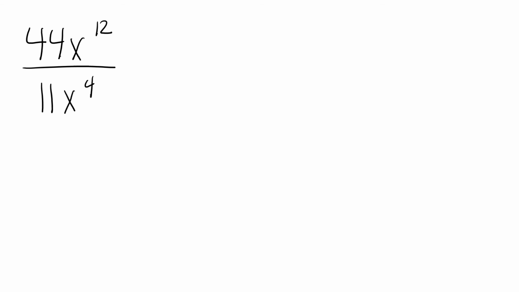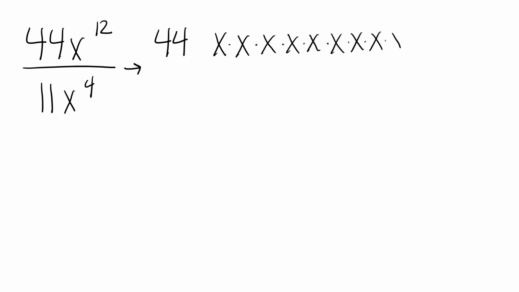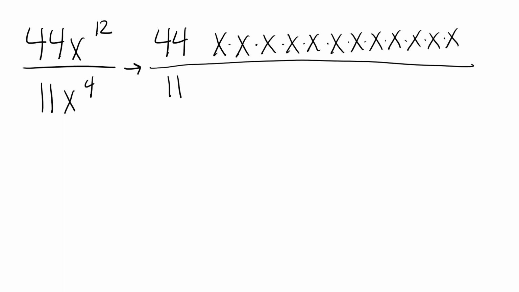For our 9th division problem, we're going to do 44x to the 12th divided by 11x to the 4th. We start by writing it out. The coefficient 44 stays out in front. X to the 12th can be broken down by writing the base number x 12 times. On the bottom, the coefficient 11 stays out in front, and we write our x to the 4th 4 times.